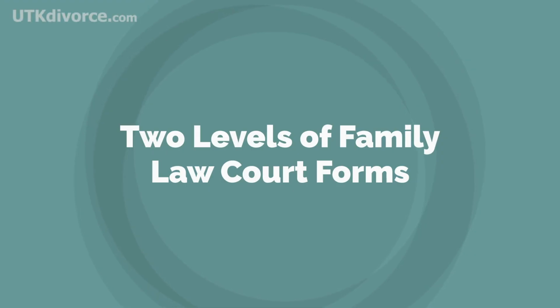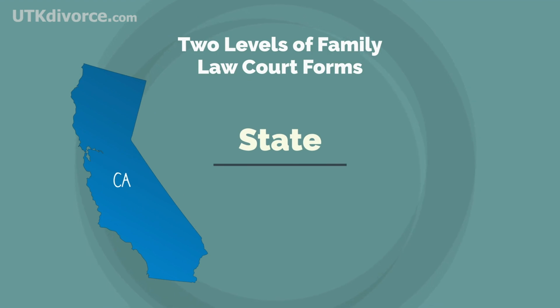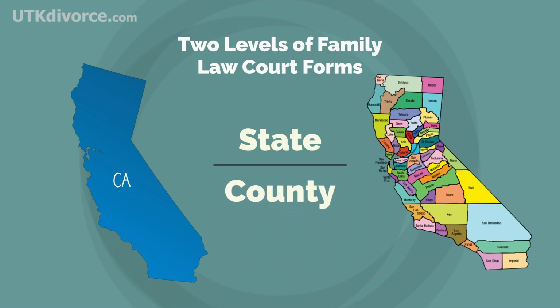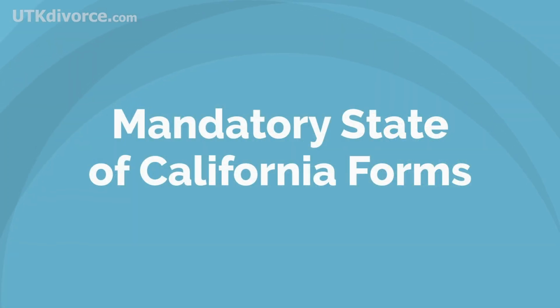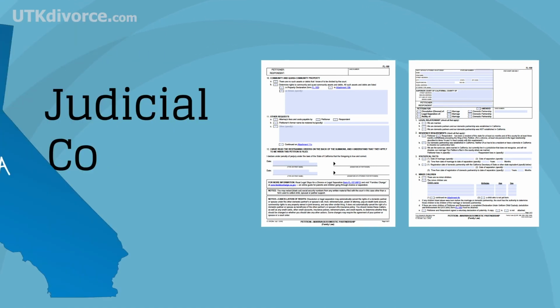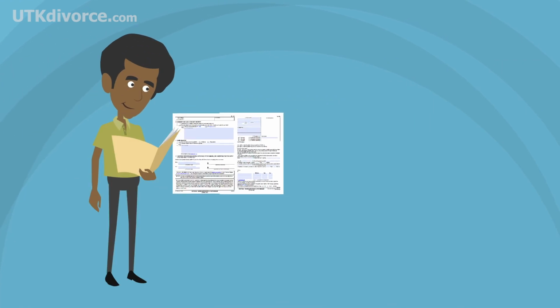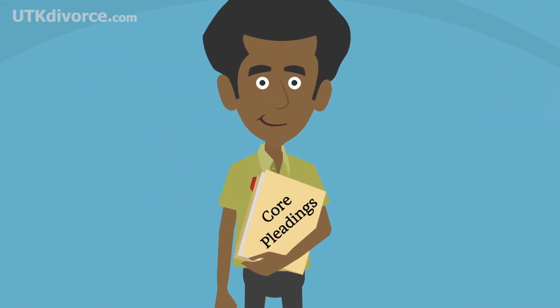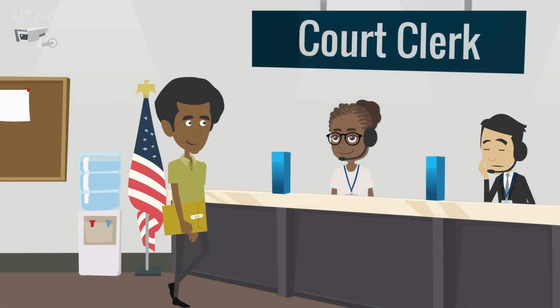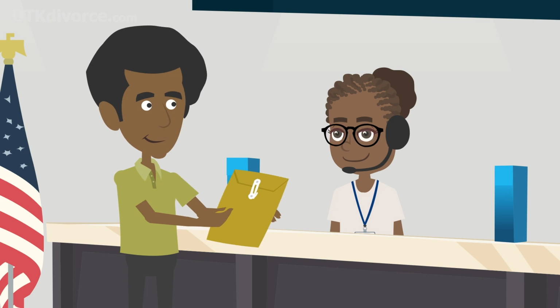There are two levels of family law court forms: the California mandatory family law forms and the county-specific mandatory family law court forms. Mandatory State of California forms. The state of California has mandatory statewide family law forms known as judicial council forms. The California mandatory family law forms are generally part of your core pleadings. Core pleadings are the required packet of forms needed to initially file a family law case.